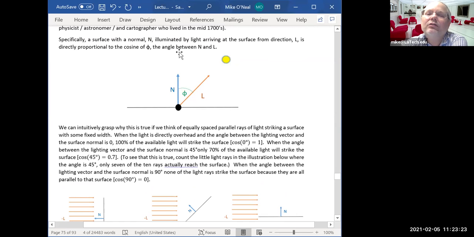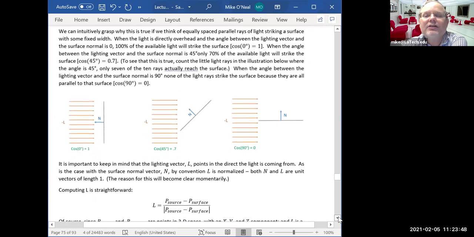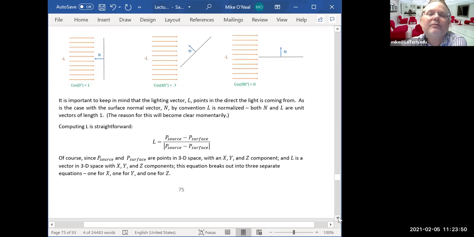But as the angle increases, the amount of light that hits the surface decreases. This is a little less than a 45-degree angle, but at a 45-degree angle, the amount of light that hits the surface is only 70%. And if the sun were all the way down here at the horizon and the angle were 90 degrees, no light would hit the surface. So that is, again, Lambert's cosine law. I think this is where we ended last time.